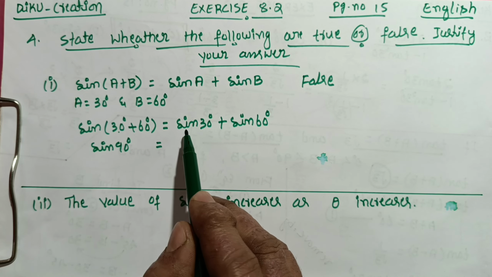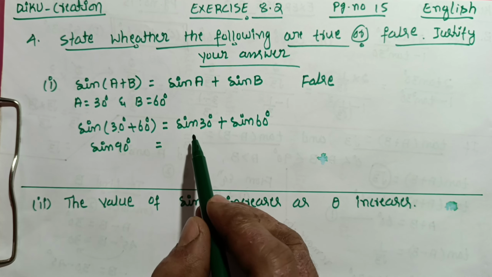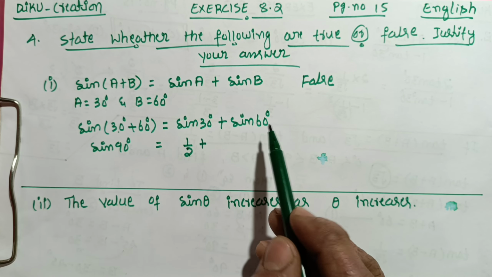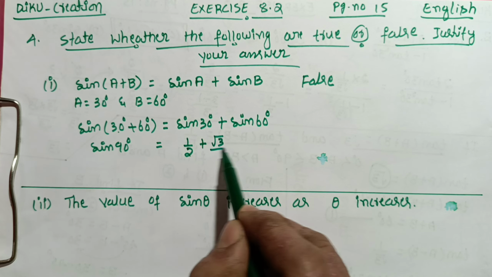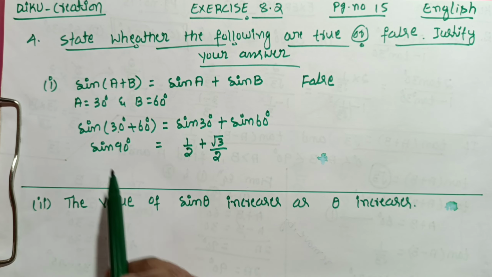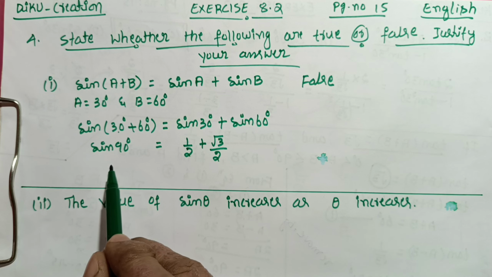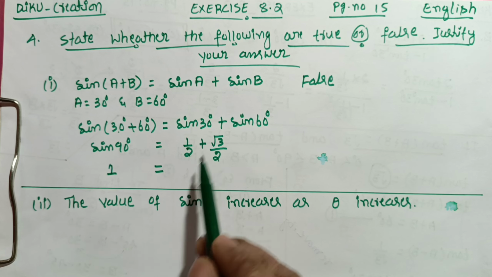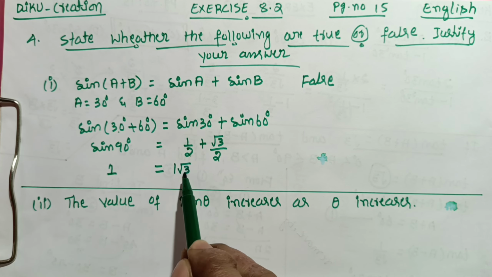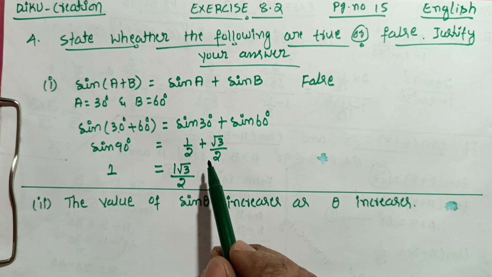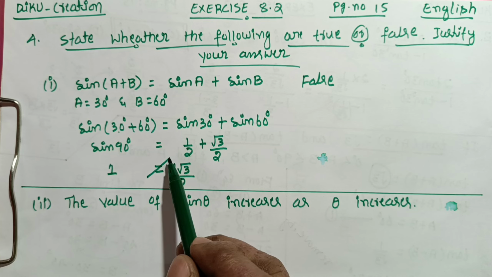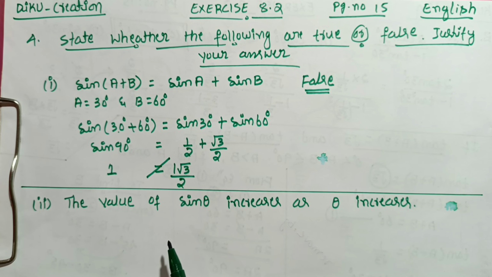Here, what is the value of sine of 30 degree? Sine 30 degree is 1 by 2, plus sine of 60 degree is root 3 by 2. So now, what is sine of 90 degree? Sine of 90 degree value is 1. If we add these two, it is going to be 1/2 plus root 3 by 2. Hence this is not equal to this. Hence the statement is false. So this is the required justification for the given problem.